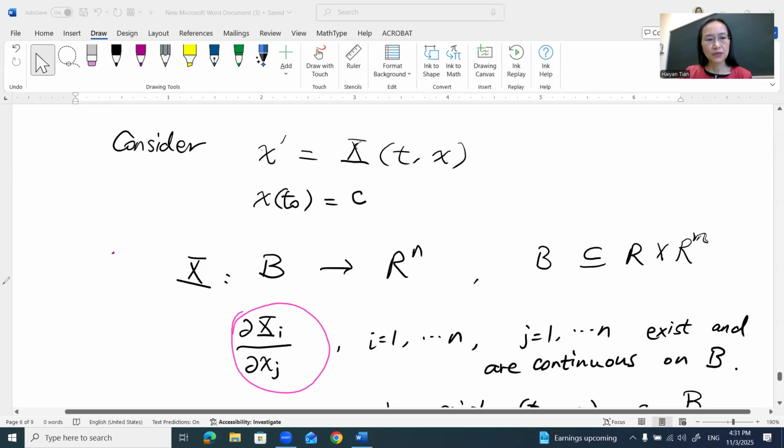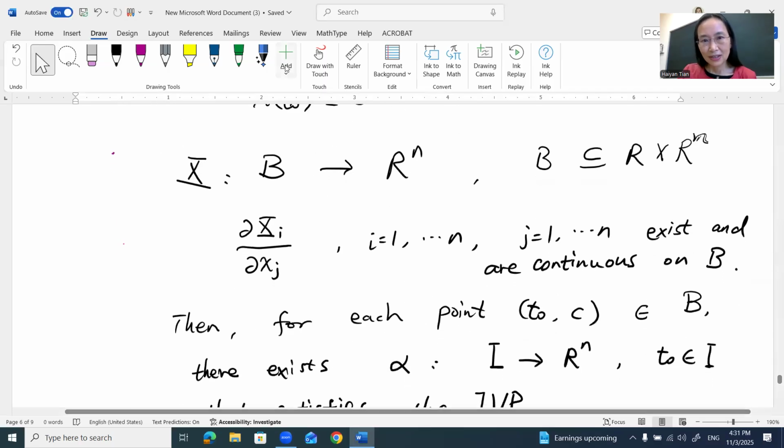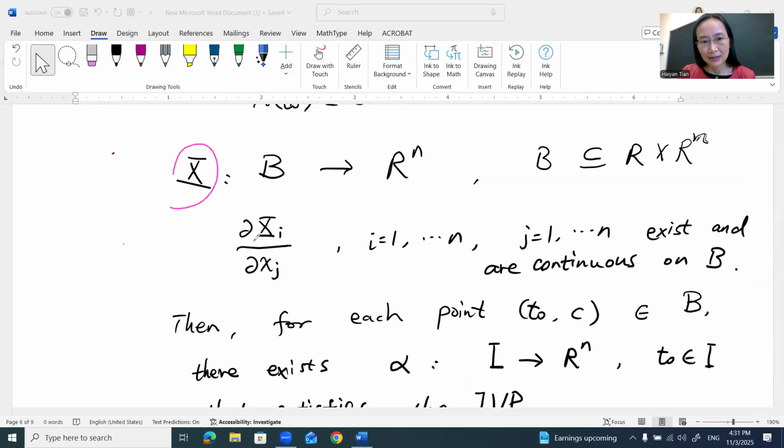So we just check the partial derivatives. If all of these partial derivatives exist and are continuous on B, then we have a nice conclusion. With such a nice condition assumed for X, which means the partial derivatives exist and are continuous, what's the conclusion? We can find an integral curve for the initial value problem.